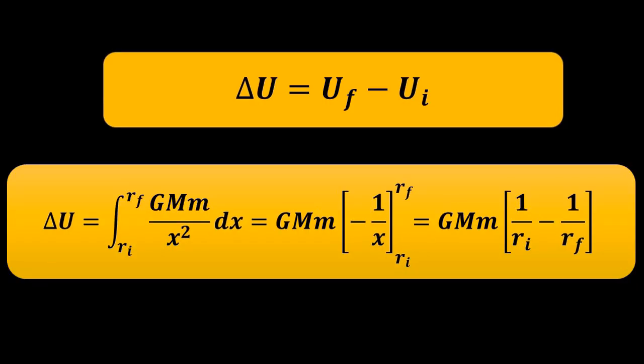And here another important thing: the unit of gravitational potential energy is joules in SI units and erg in CGS units. So this is gravitational potential energy.